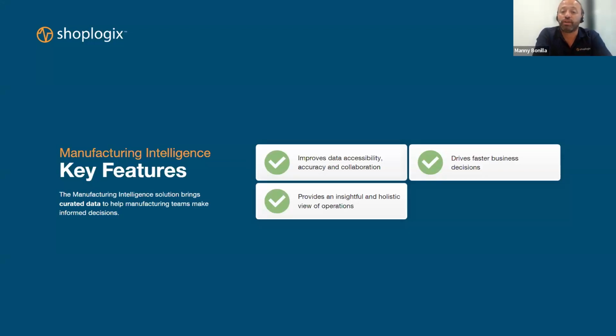Definitely able to drive faster business decisions, just like how you're able to find easy insights in the Shoplogix core data set that I was demonstrating earlier. Those insights come just as easily when you're trying to look across two different data sets, whether it's an on-prem quality system and a Shoplogix data set. Those insights can be found faster, and the decision can be made faster.